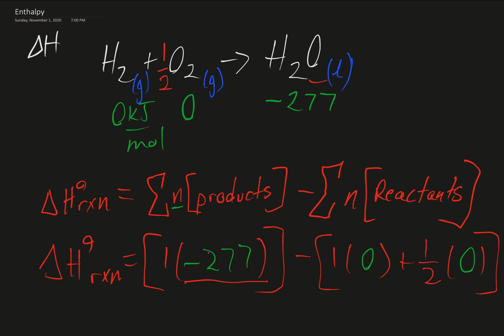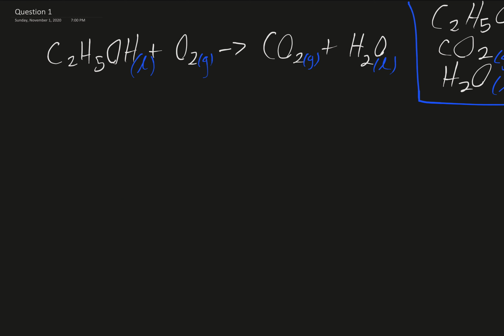Now, let's actually take a look at a proper example of how this can be used to find the total heat of reaction given other substances, right? So here we have our first question. We have ethanol, oxygen gas, carbon dioxide, and water, and we want to find out what the total enthalpy change is given the reaction of 1 mole of ethanol, right?